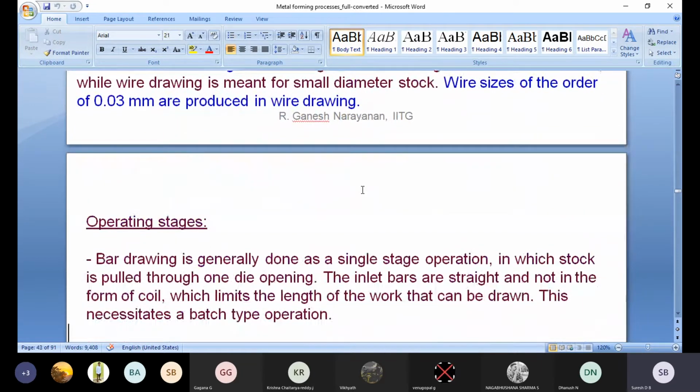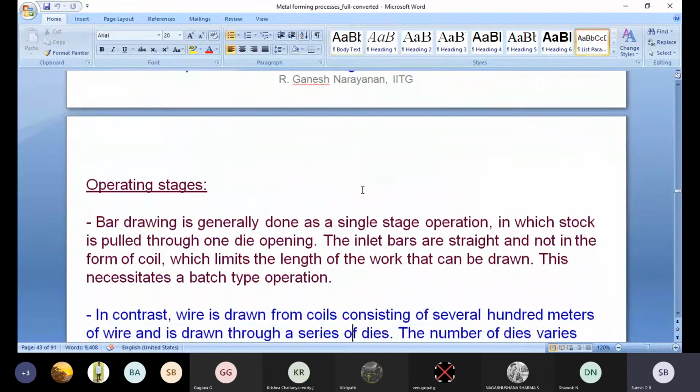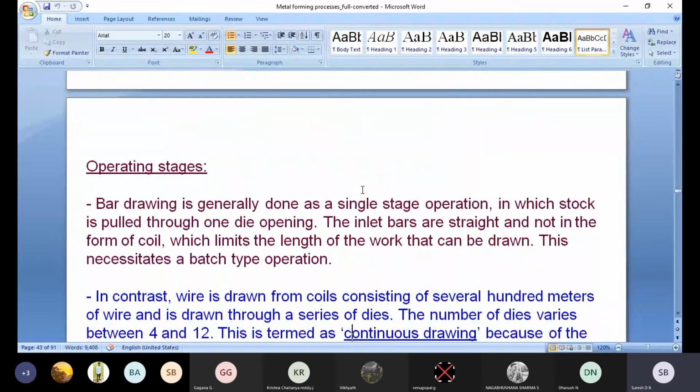The inlet bars are straight and not in the form of coil. In all bars and rods, they are straight; there is no formation of any coils. What is meant by coil? Anybody? What is meant by coil?